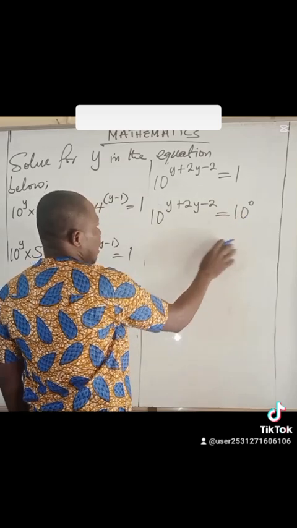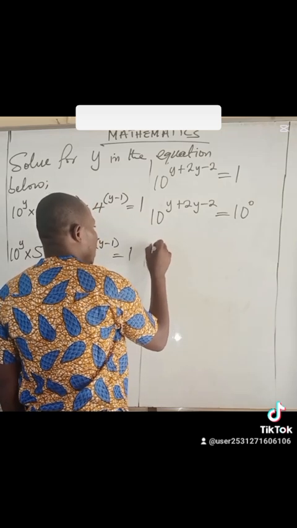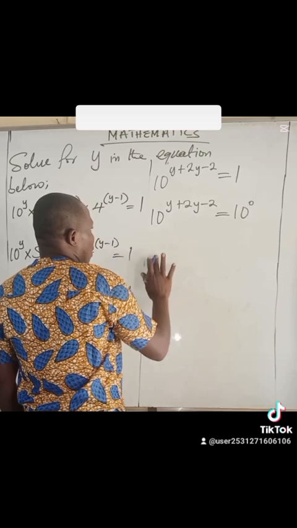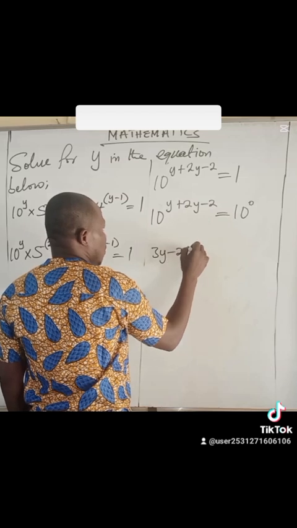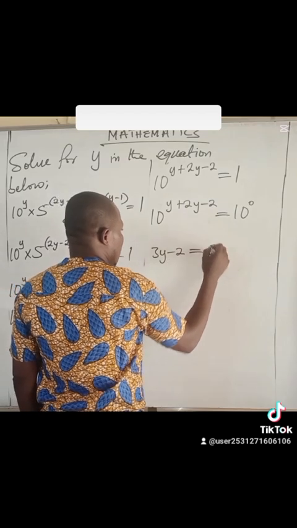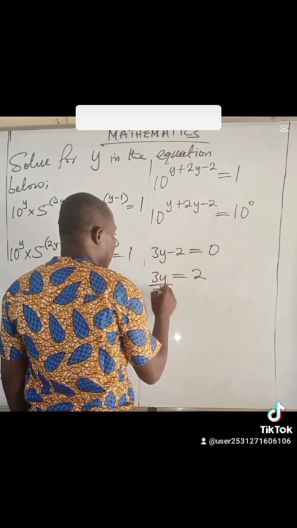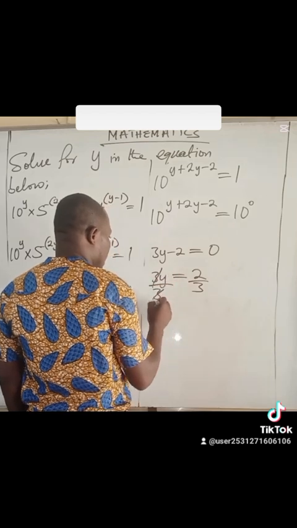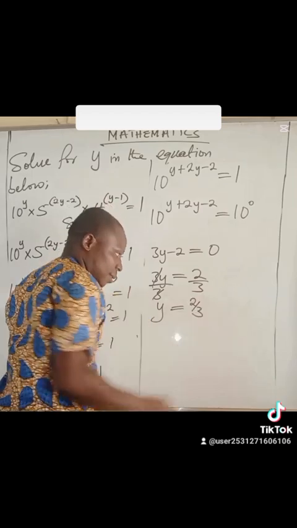If the bases are equal, it means the powers are also equal, so that we can now bring down the powers, so that we have y, or add it so that we have 3y minus 2 is equal to 0. 3y becomes equal to 2. Divide both sides by 3. Y also becomes equal to 2 over 3.